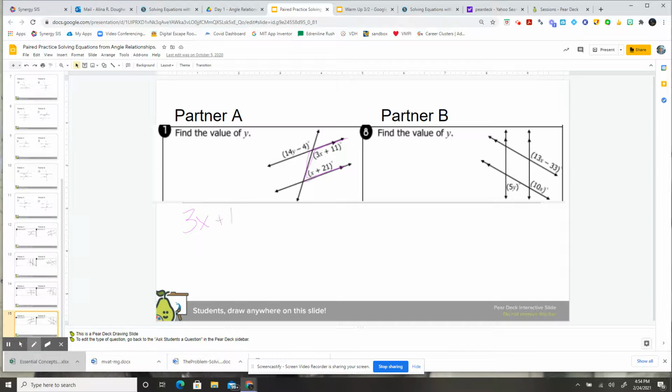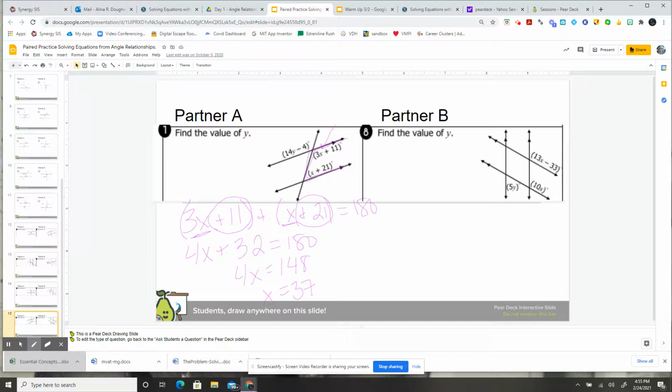So 3x plus 11 plus x plus 21 equals 180. So 4x, I'm just combining my x's, plus 11 and 21 is 32, equals 180. So 4x equals 148, I think, mental math-wise. I'm going to double check it in my calculator. 148, perfect. And then divided by 4 should give me 37. X equals 37.